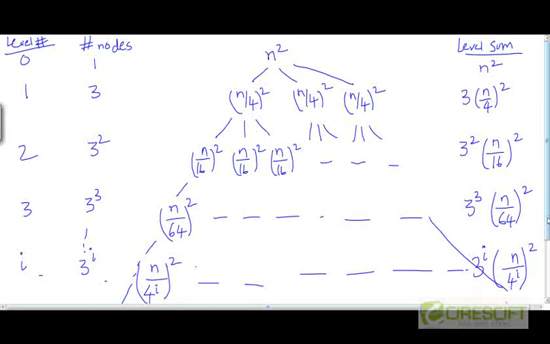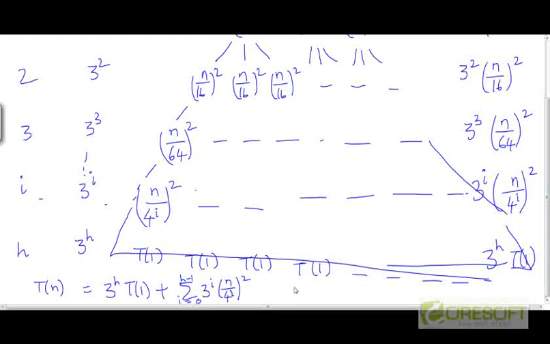So at height h, or at level h, the size of our subproblem is going to be n by 4 to the power h. And by definition, the height of the tree is the level at which the size of the subproblem reduces to 1. So equating n by 4 to the power h to 1, we get h as log of n base 4.